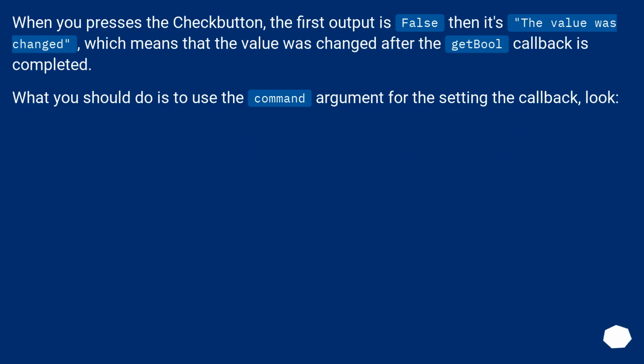When you press the check button, the first output is false, then "the value was changed", which means that the value was changed after the getBool callback is completed. What you should do is use the command argument for setting the callback. Look.